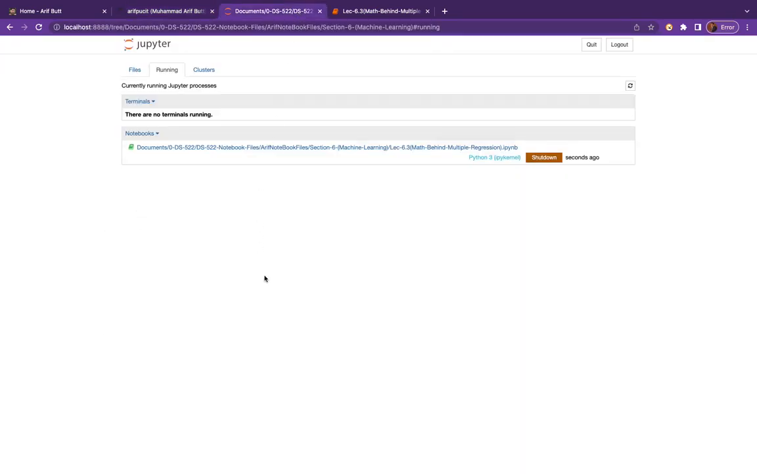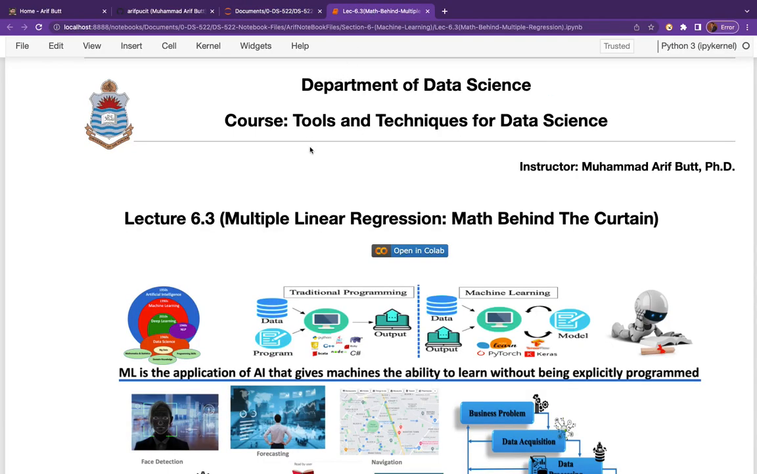Well, this is the Jupyter Notebook dashboard running locally on my machine at port 8888. And here is the notebook for lecture number 6.3 of the 6th module, Overview of Machine Learning, for the course titled Tools and Techniques for Data Science.